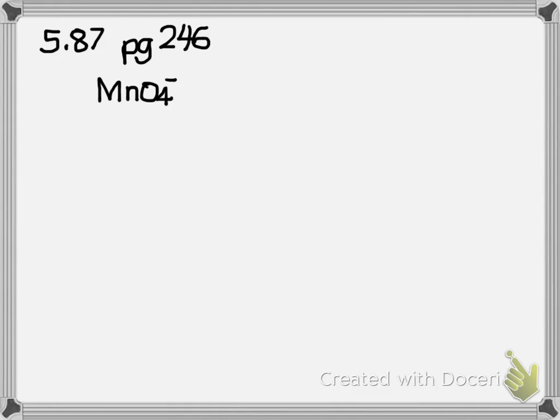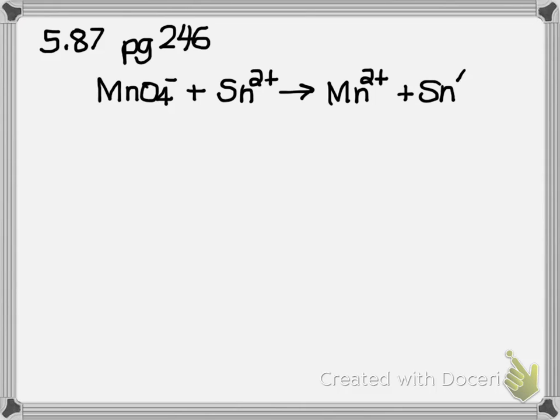I would like to work on problem 5.87 on page 246 in your textbook. This problem is similar to a homework problem that I had a question on. It says in an acidic solution, permanganate ion reacts with Sn(2+), and it makes a manganese 2+ ion and Sn(4+). Now we're going to use the ion-electron method to balance this redox equation.